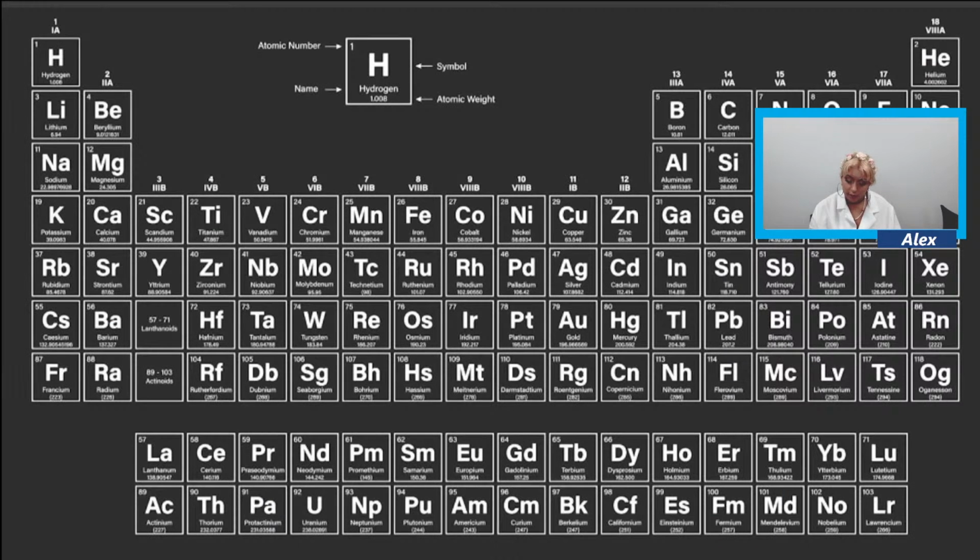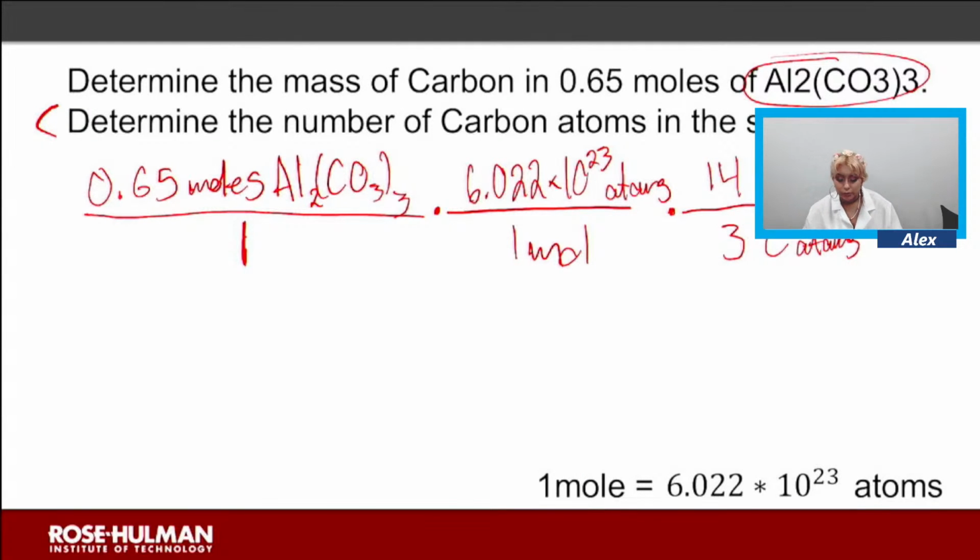And you can also check your periodic table for the atomic masses. Here we have the atomic mass for aluminum, for oxygen, and for carbon, the 3 different elements that we're dealing with in this one. So we'll do this calculation real quick.